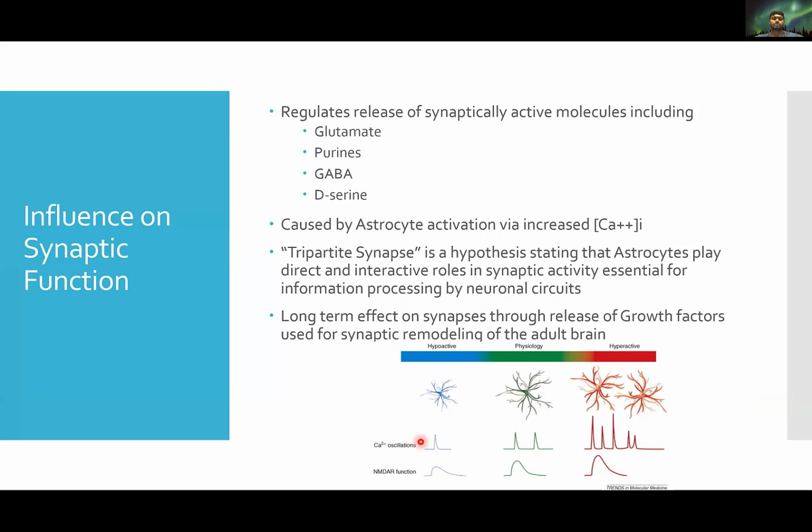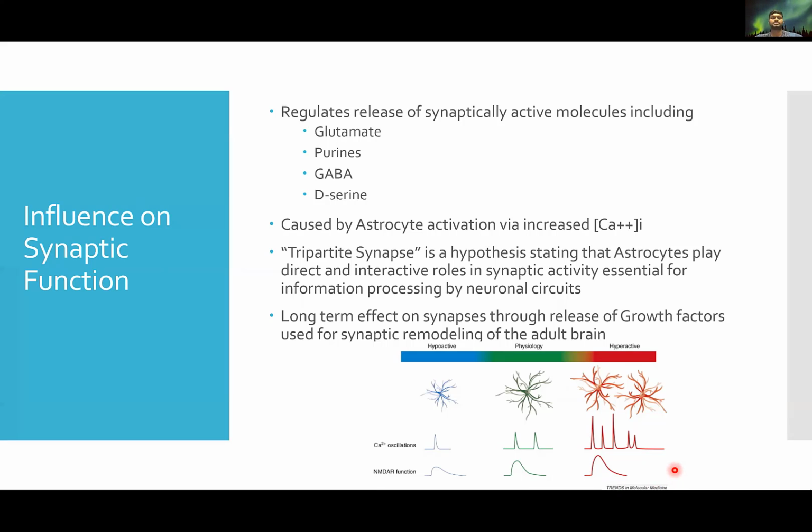Now, there's something called the tripartite synapse, and this is a hypothesis which states that astrocytes play direct and interactive roles in the synaptic activity, which is essential for information processing by neuronal circuits. And this was really shown in pathological states. I'm sure Sebastian will talk about this more, but really quickly, a hypoactive astrocyte can lead to symptoms such as schizophrenia, and when it's hyperactive, it can lead to even epilepsy. So it has very strong influences on the synapse.